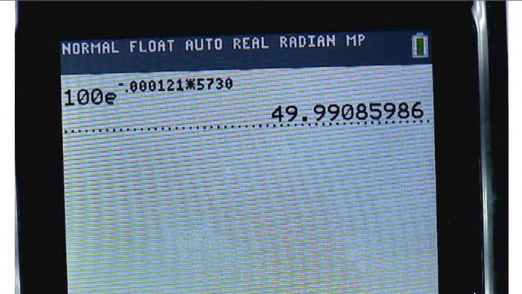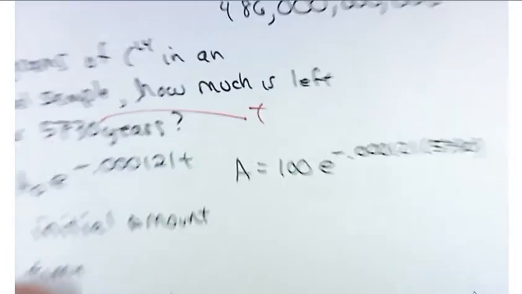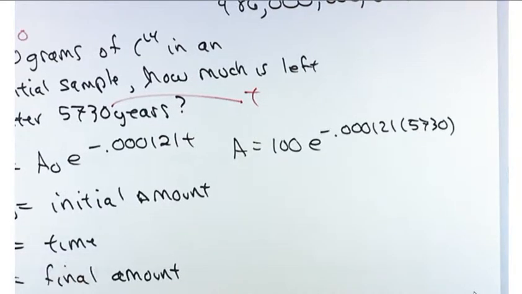Michael? How would you compare 50 to what we started out with? Someone help out? Matt? Yeah, it's half. You start out with 100, you have 50, so it's half of what you started with. So what they say then is 5,730 is the half-life of carbon-14. All your radioactive isotopes are going to have a half-life. It's how long it takes, on average, to decay to half of what you started out with.